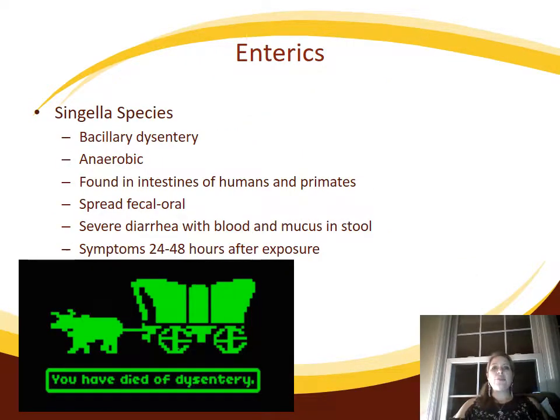And last but not least, we have bacillary dysentery, okay, which is also just called dysentery.